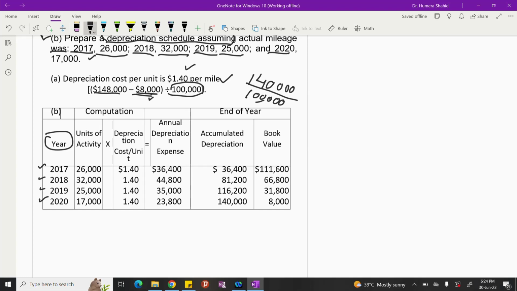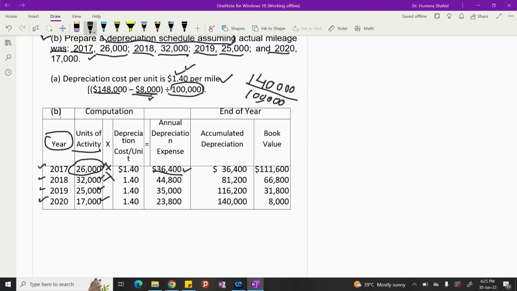The second column is how much activity they have performed every year. So if you see here, 26,000 in the first year, 32,000 second year, 25,000 third year, and then 17,000 fourth year, right? So I just wrote all of them over here. The per unit cost we have calculated is 1.4. So to calculate the depreciation cost for 26,000 miles, I have to multiply it with 1.4. So I get annual depreciation expense for 2017, that is 36,400.